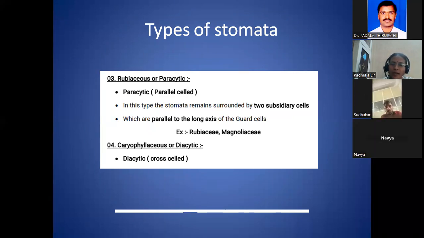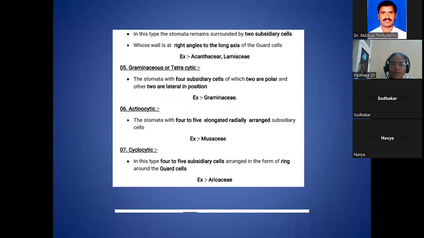Then the Caryophyllaceae or diacytic type of stomata. In this diacytic stomata, the cells are diagonally arranged outside the guard cells. In this type, the stomata remain surrounded by two subsidiary cells whose walls are at right angles to the long axis of the guard cells. Examples are Lamiaceae and Acanthaceae.